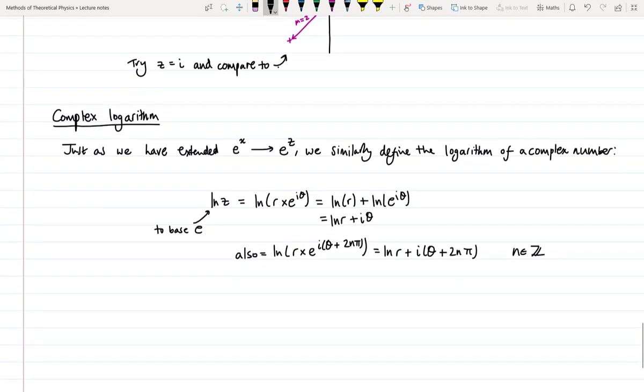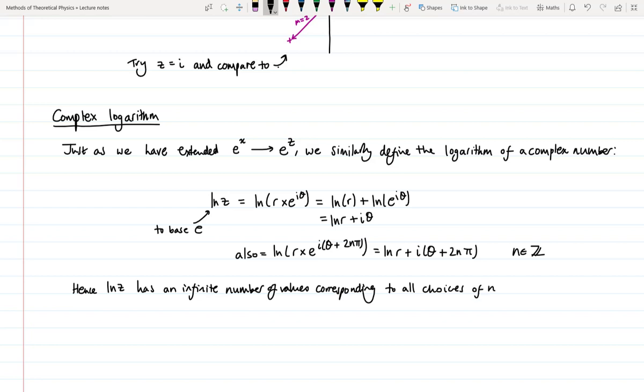Now this is something very interesting. This means that the complex logarithm has an infinite number of values corresponding to all choices of n. We will revisit this multi-valuedness in topic 4.